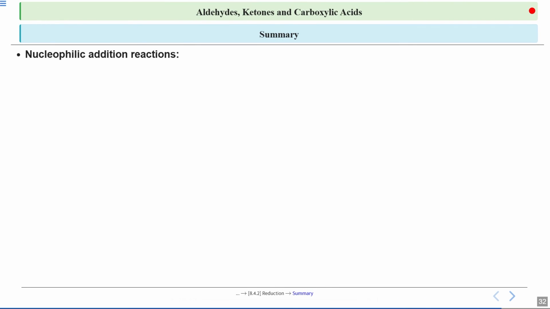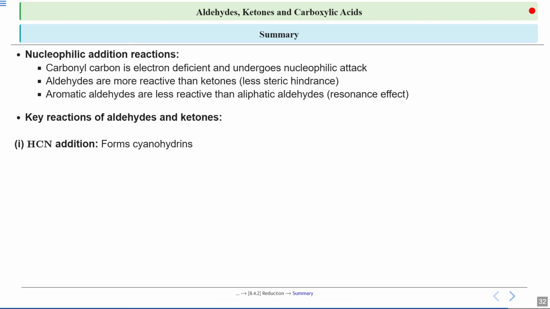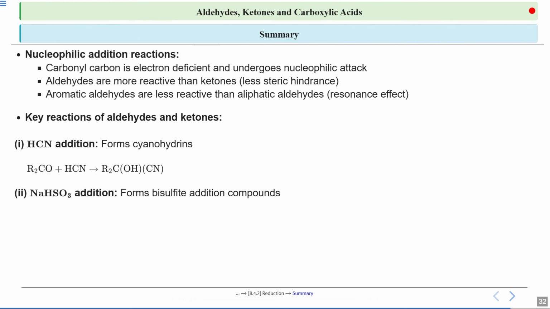Now, students, we will summarize whatever we have studied in today's lecture. The carbonyl group is electron deficient and it undergoes nucleophilic attack. Aldehydes are more reactive than ketones because of steric hindrance and electronic factors. Aromatic aldehydes are less reactive than aliphatic aldehydes because of the resonance effect. Now, HCN addition forms cyanohydrins: when you treat a carbonyl group with HCN, you get a cyanohydrin.